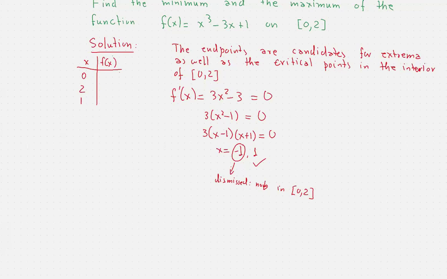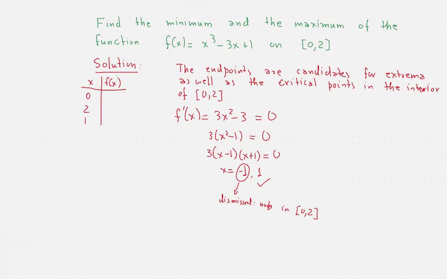So f of 0 is 1. f of 2 is 8 minus 6 is 2, plus 1 is 3. And f of 1 is 1 minus 3 is -2, plus 1 is -1.